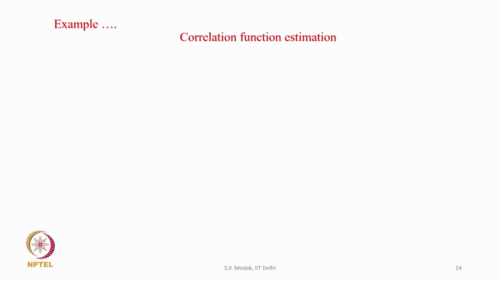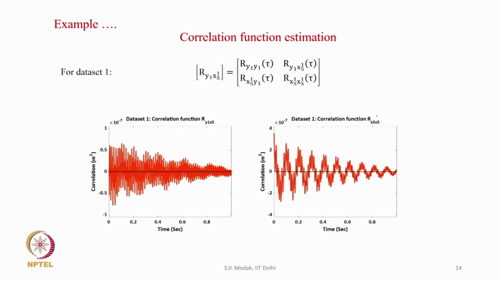Let us now estimate the cross correlation functions corresponding to these 2 signals in the data set. Because there are 2 signals in the data set, we will have a correlation matrix between the reference and roving sensor signals. Let us look at 2 of the correlation functions in this matrix. This is the correlation function R_{x^φ x^φ}, which is the correlation of the reference signal with itself. So, it is nothing but the autocorrelation function of the reference signal, which is this element in the correlation matrix.